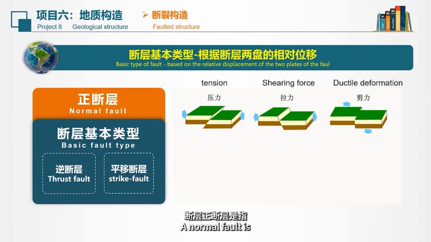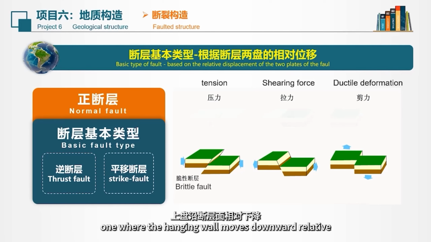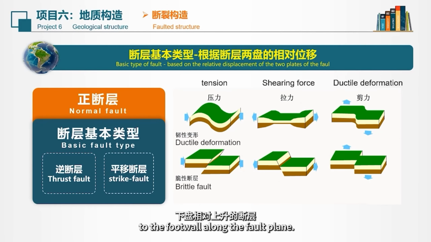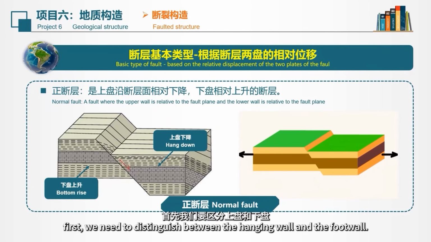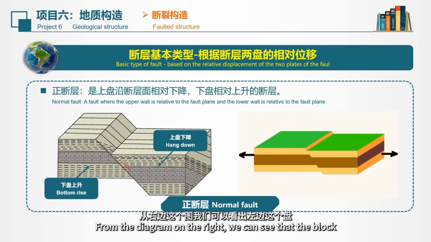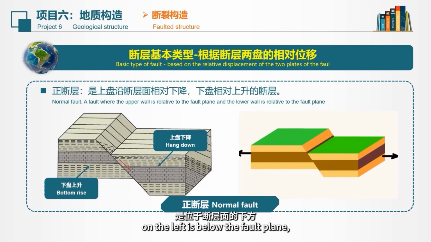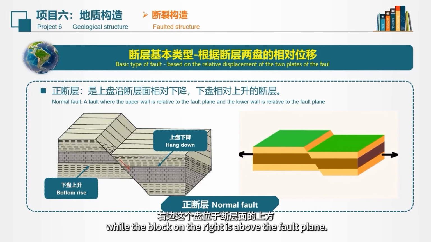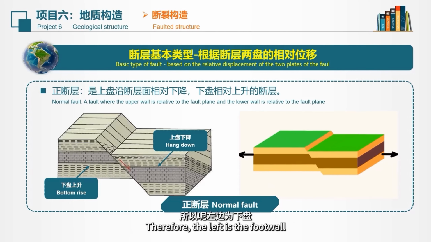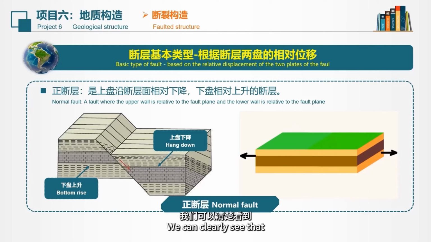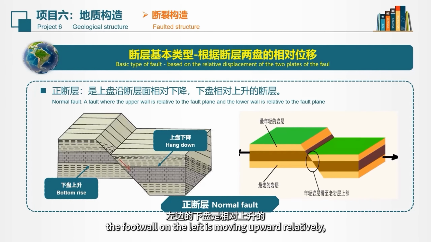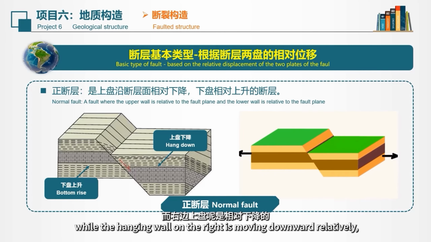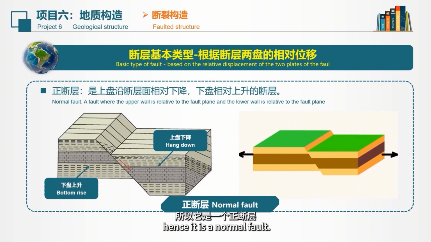A normal fault is one where the hanging wall moves downward relative to the footwall along the fault plane. For instance, taking the animated diagram on the right, we can see that the block on the left is below the fault plane, while the block on the right is above the fault plane. Therefore, the left is the footwall, and the right is the hanging wall. We can clearly see that the footwall on the left is moving upward relatively, while the hanging wall on the right is moving downward relatively. Hence, it is a normal fault.